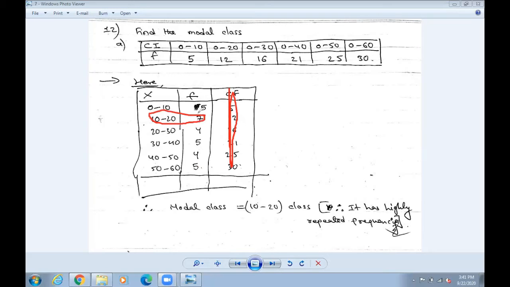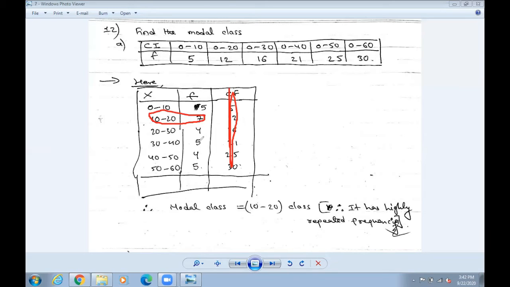I told you, this is the highest repeated, but which one is it? 10 to 20. I told you just before also, this value is the answer. F is the position where it lies. The frequency tells us where it lies, but the answer is 10 to 20. So 7 is the highest repeated number. Modal class equals 10 to 20.